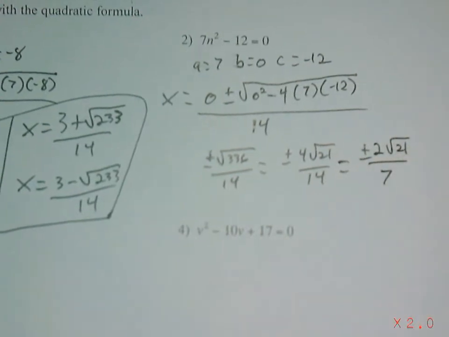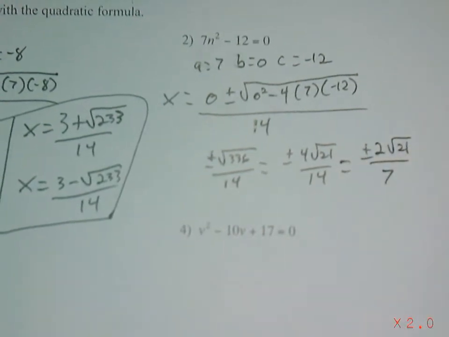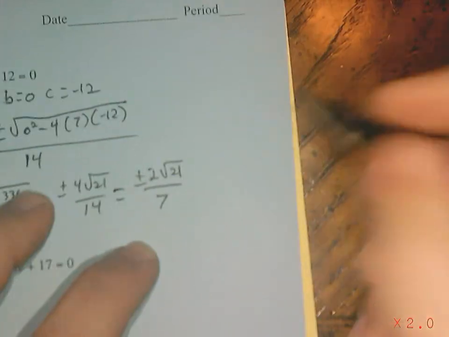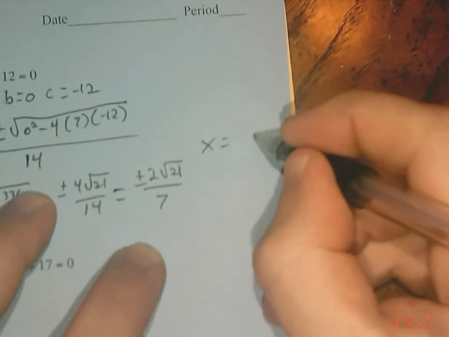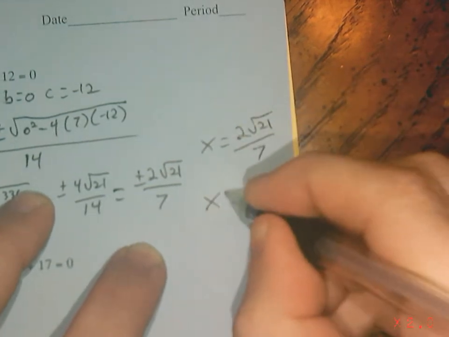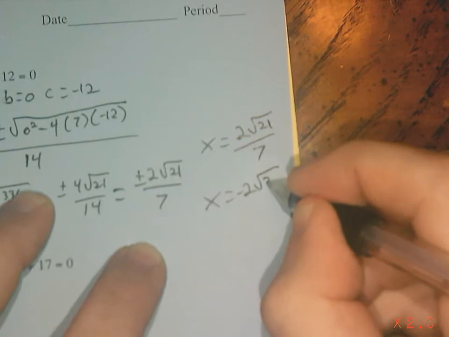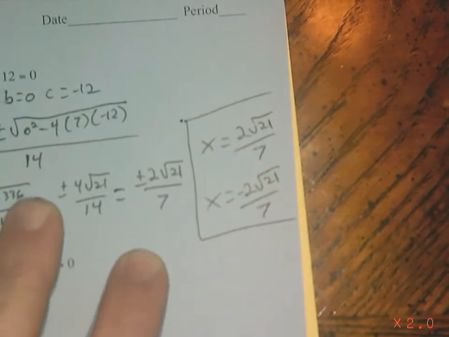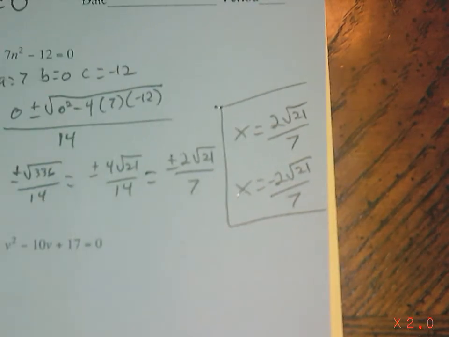Now that's as simple as I can get it, so I just have to write that as a positive and negative answer. X could either equal positive 2 times square root of 21 all over 7, or x could equal negative 2 times square root of 21 all over 7. And that would be my two answers. Okay? Not too tough, right? Actually, it ends up being a little less work because you're just leaving things as they are.